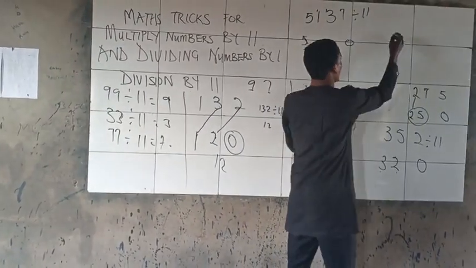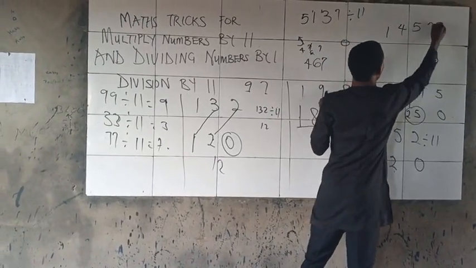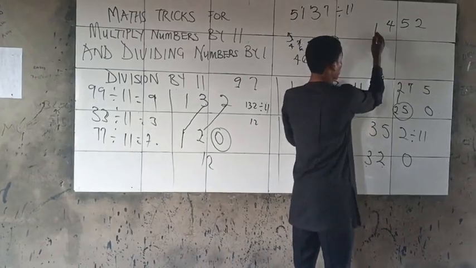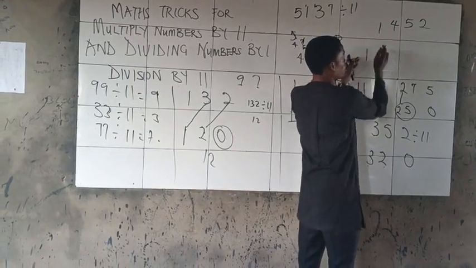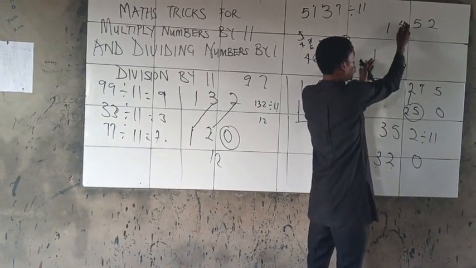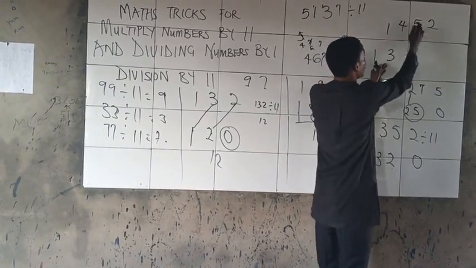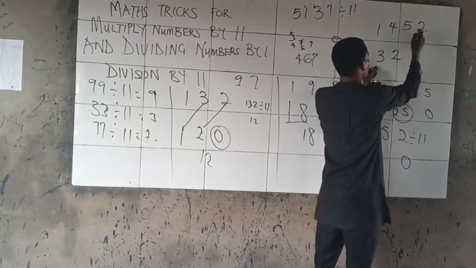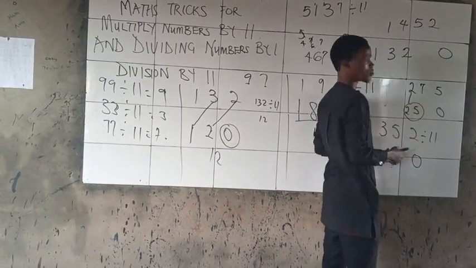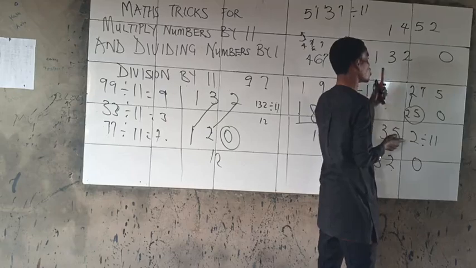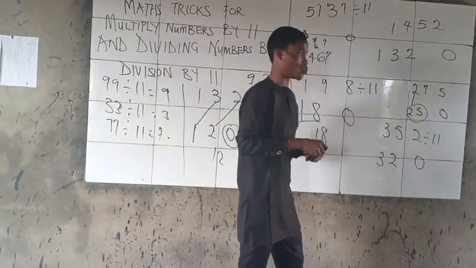I'm about to try other ones too. I have 1, 4, 5, 2. You know the rule again. Don't forget to bring this one down. And then you say 4 minus this. This can actually go, this number is greater than this one. 4 minus 1 is a 3. 5 minus this, it will go because this is greater than this. 2 minus 2, 0. Now, definitely 1452 divided by 11 is 132.